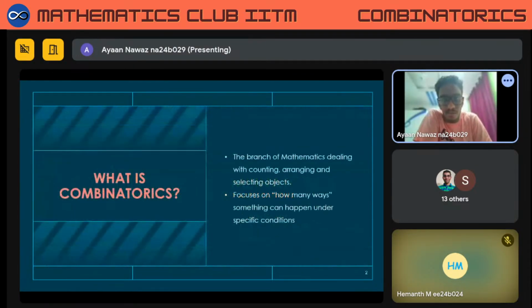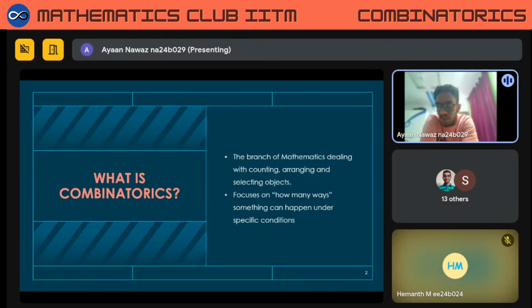So, what is combinatorics? Combinatorics is the branch of mathematics that deals with counting, arranging, and selecting objects. The basic principle of mathematics originated from counting itself. So, combinatorics, you can say, is one of the founding principles of mathematics. It focuses on how many ways something can happen under specific conditions. That is again used in probability and other places.